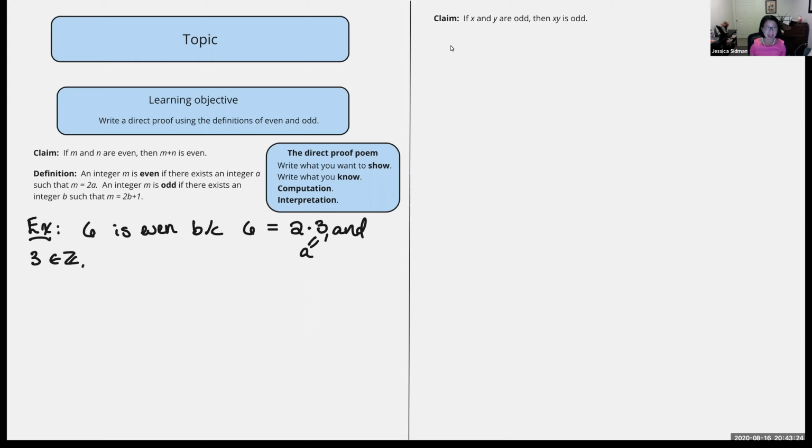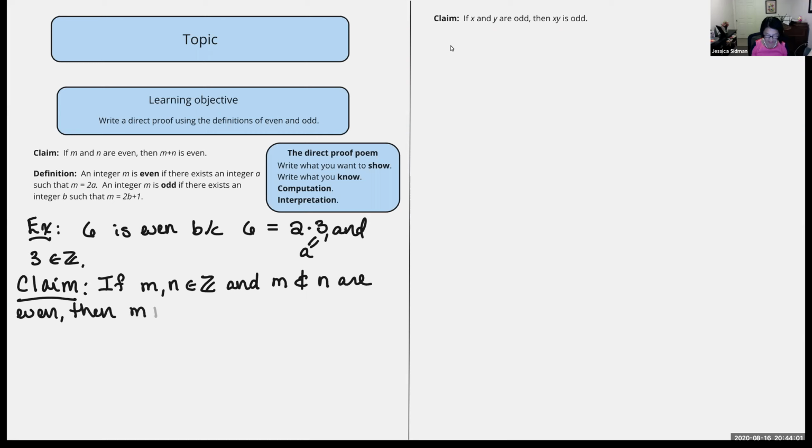Let me show you how to prove the claim that if m and n are even, then m plus n is even, using this definition. Here's our claim: if m and n are integers and m and n are even, then m plus n is also even.